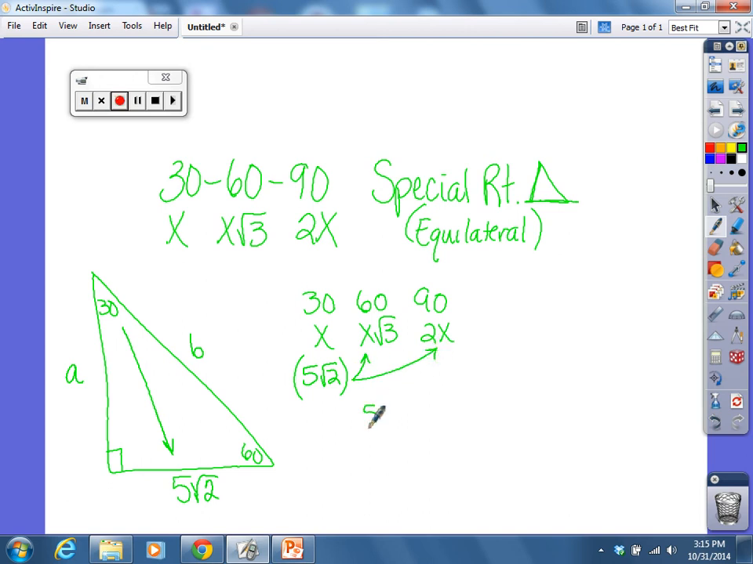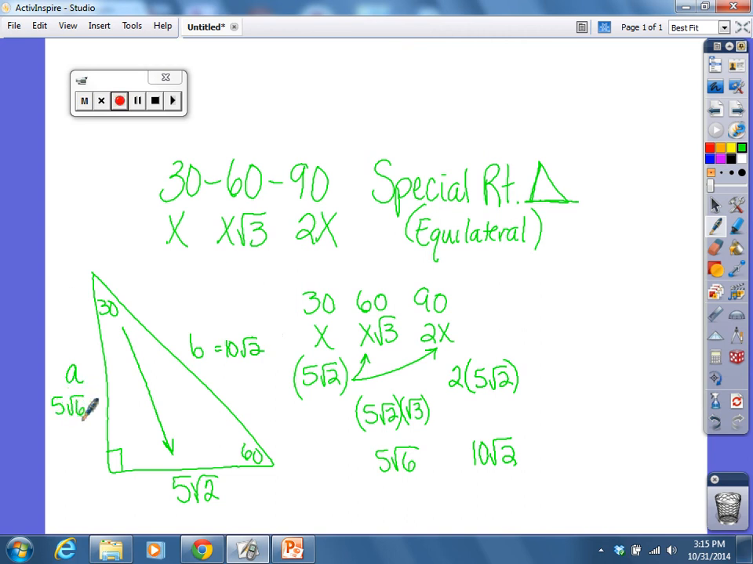So 5 square roots of 2 times the square root of 3. That's x times the square root of 3, that's x square roots of 3. Those two things are multiplied. You have square roots, you can put them under the same house, and you get 5 square roots of 6 for 60 degrees. And then when I solve for my 90 degrees, it's 2 times 5 square roots of 2, which gives me 10 square roots of 2. So across from my 90 would be my B, and this would be 10 square roots of 2. And across from my 60 would be 5 square roots of 6.